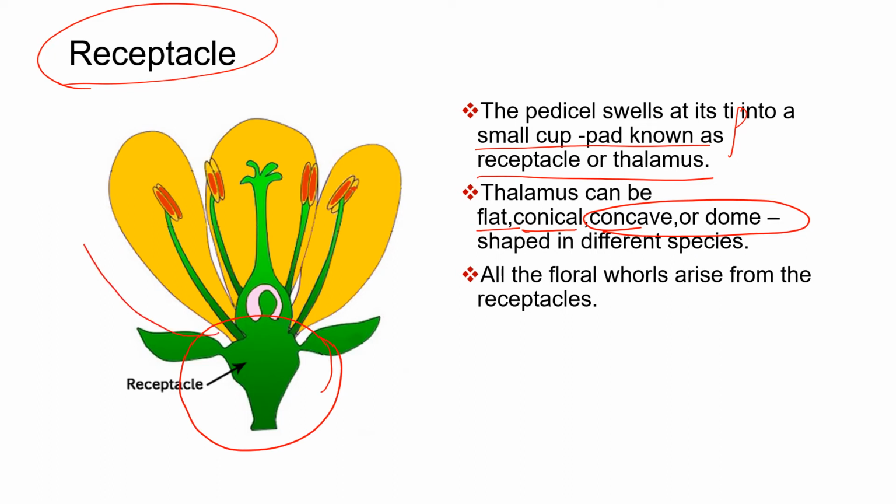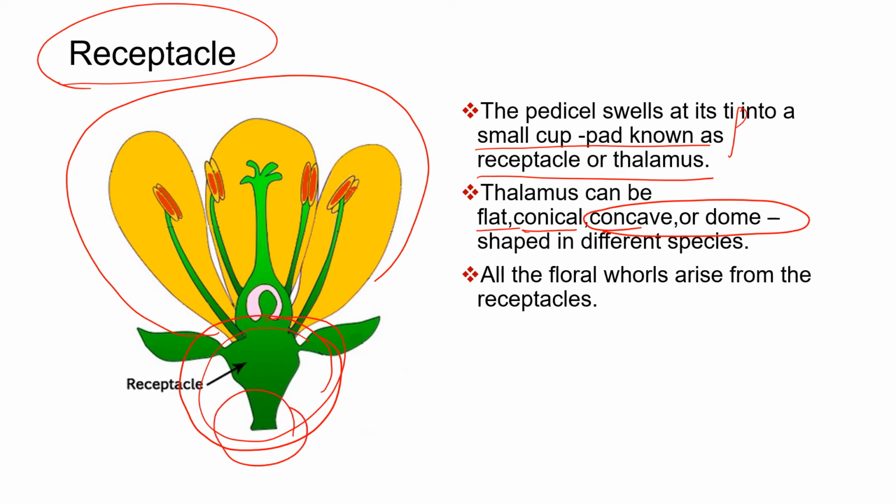Now you can see this is a floral axis which is arising from a receptacle. This is having different shapes. It is either flat, conical, concave, or dome shaped. Now all the flowers arise from the receptacle. We are seeing that this pedicel swells up into a cup shaped thing, that is the receptacle, and then the flower is blooming from that.